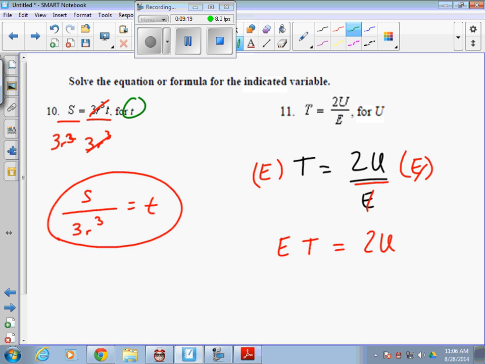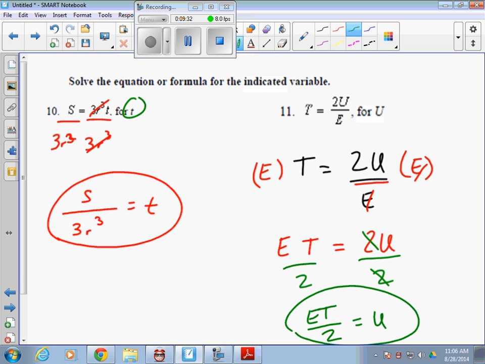Get rid of 2 times u by dividing by 2 on the right. Divide the left by 2. And now you have et divided by 2 equals u. And u is isolated, so therefore it's solved for.